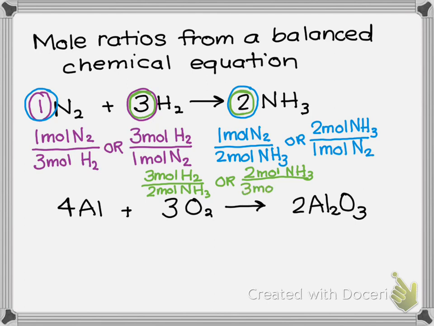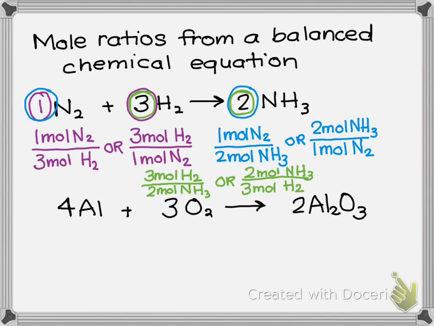Now, when we're doing our problems, we're not going to have to write all of these ratios. I just want to give you an example where we just look at each ratio that we could possibly get. The ratio we would use and which one we would put on top and bottom would actually be dependent on what we were given and then also what we were asked to find.